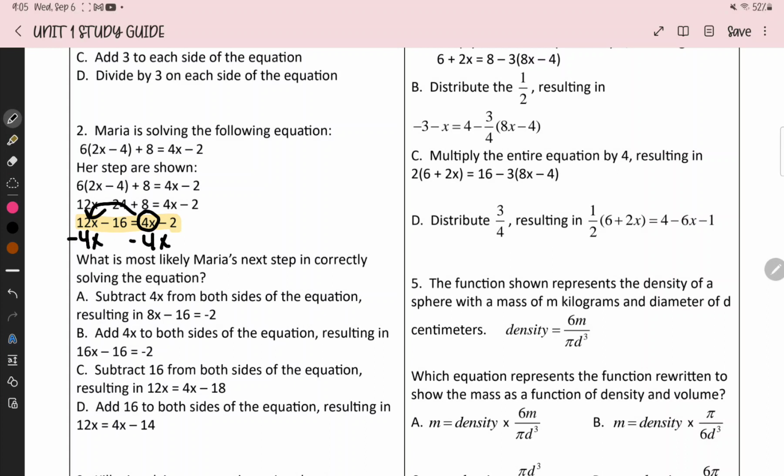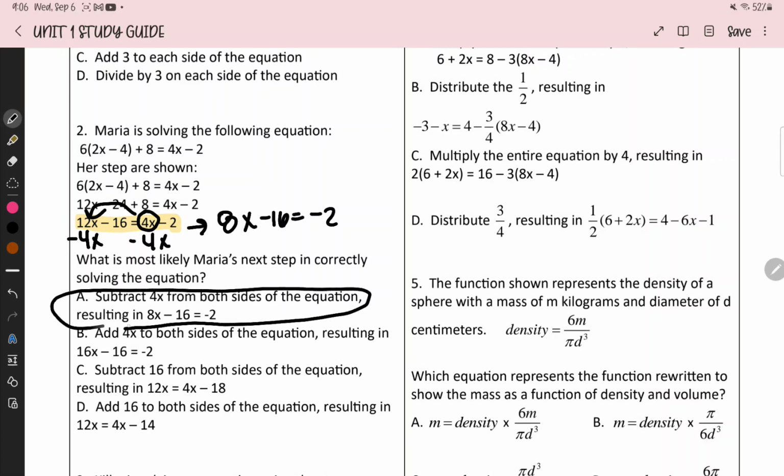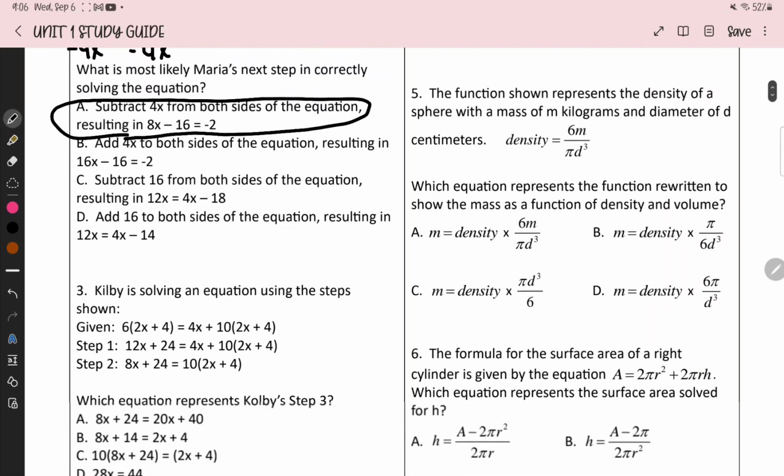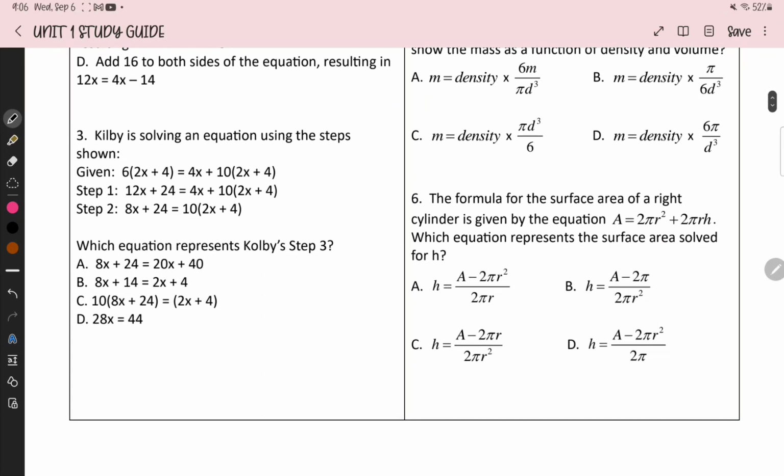All right, and when we do that, this is what we get. We'll have 8x minus 16 equals a negative 2. And that matches exactly with A here. All right, moving right along. Number 3, Kilby is solving this equation. They show the steps again.